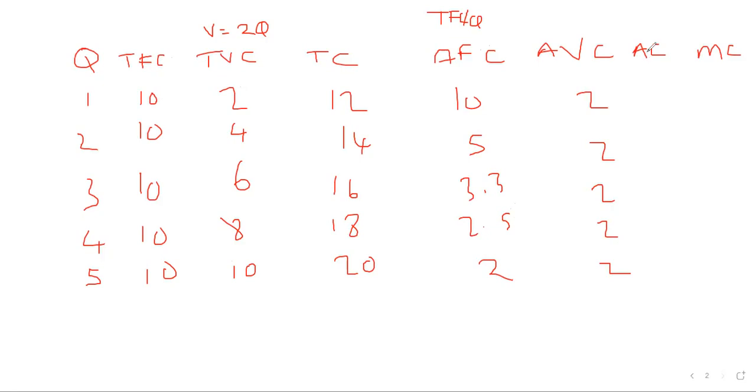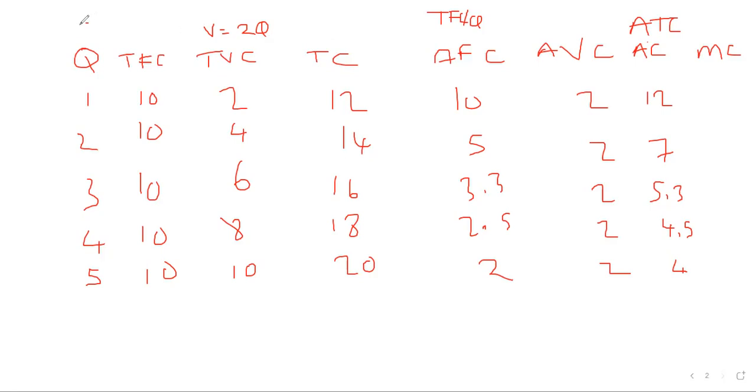Then the average cost, which is also called the average total cost, is when you divide the total cost over quantity. 12 divided by 1 is 12. 14 divided by 2 is 7. Alternatively, you simply add the two average costs, they make the total cost. So 10 plus 2 is 12. 5 plus 2 is 7. 3.3 plus 2 is what? 5.3. 2.5 plus 2 is what? 4.5. 2 plus 2 is 4. Like I said, our average total cost is the total cost over quantity.